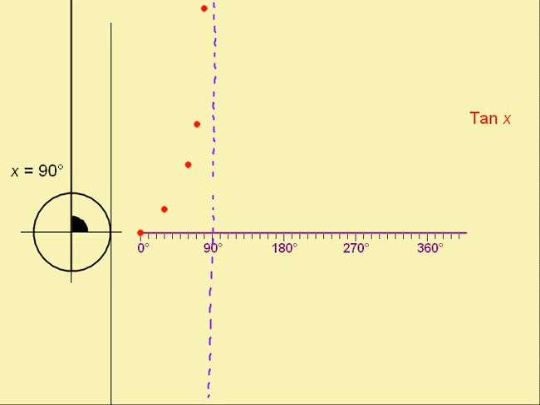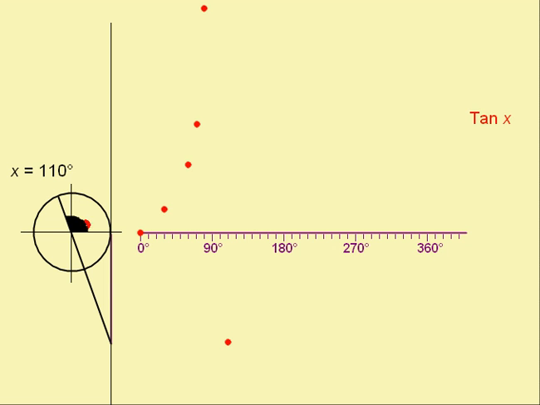Now what do you think is going to happen if we make this angle larger than 90 degrees? So let's do that now with an angle of 110 degrees. You can see that this line here, if I extend it, won't actually ever meet my tangent. But if I look at the other end of the line, it will, and I get a negative value for tan x. So I plot that on the graph here.